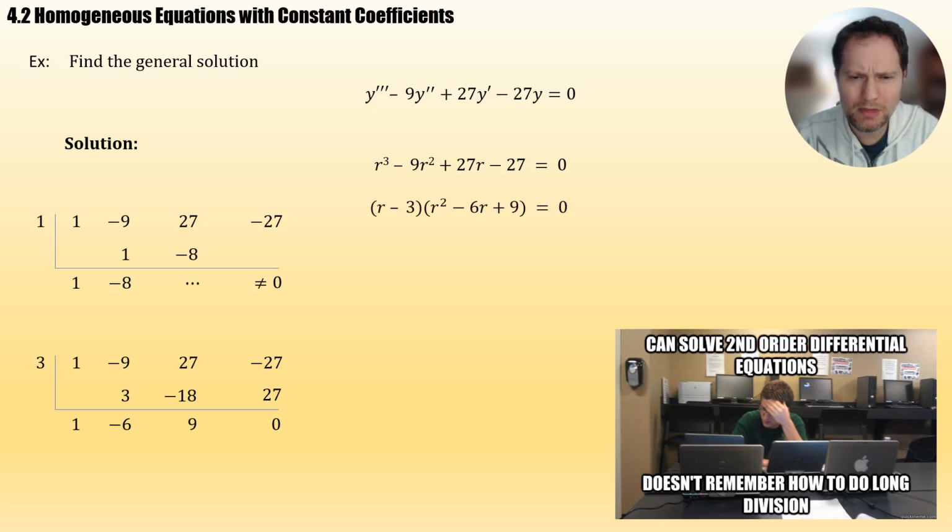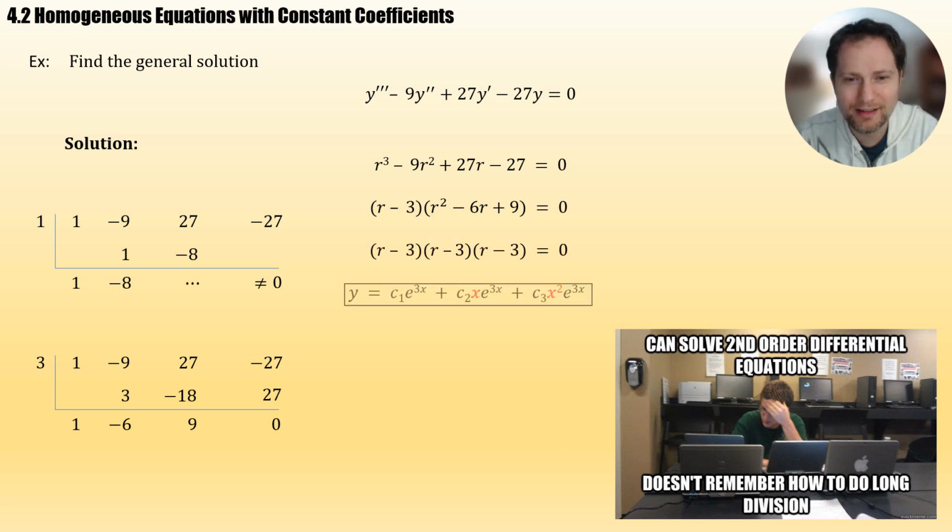So now we've got that. Oh, wait a second. This is r minus 3 times r minus 3 times r minus 3. So this is that situation we were just talking about where we have a repeated root. We queued this up, didn't we? This is exactly the situation that I just referenced on the last slide. What do you do if you have a triple root?